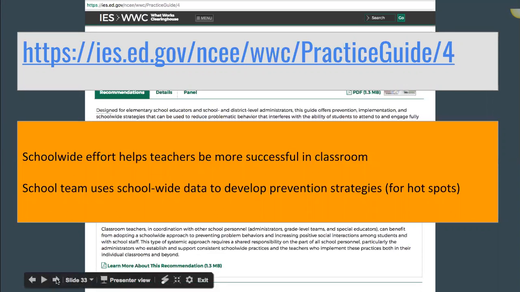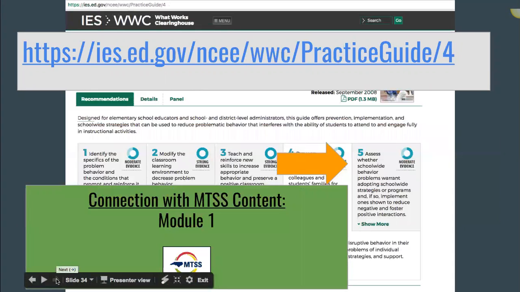So let's close with making some connections with our MTSS content. I imagine you're already thinking this, but certainly this would be work that you have already started with your selected schools from the work that you engaged in with Module 1. And we are so excited now for you to go deeper with Module 2.4.